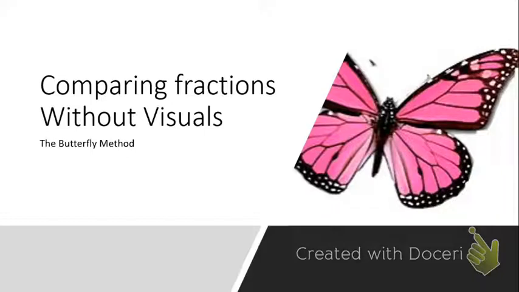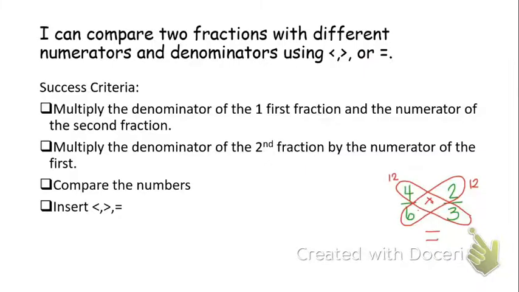And if I have number lines and I'm still not sure how to compare those by looking at them, as long as I know the name of the fraction, I can use this method as well. And this is like my tried and true. It's my favorite one, and you guys will probably see why. So our learning target is I can compare two fractions with different numerators and denominators using the less than, greater than, or equal to symbol.